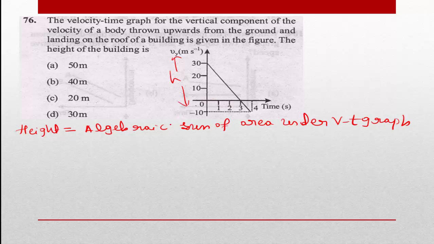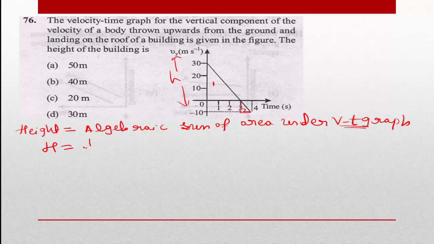Height is equal to the algebraic sum of the area under the velocity-time graph. The area under this velocity-time graph is the first triangle and the second triangle. Find the area of the first triangle and the area of the second triangle. This is the negative axis and this is the positive axis.